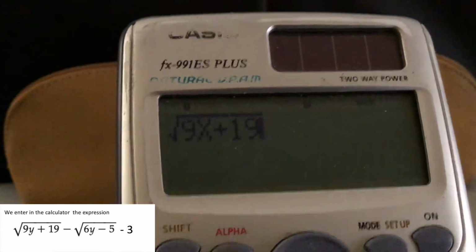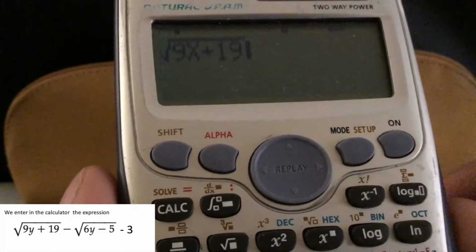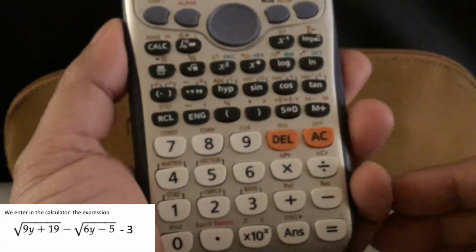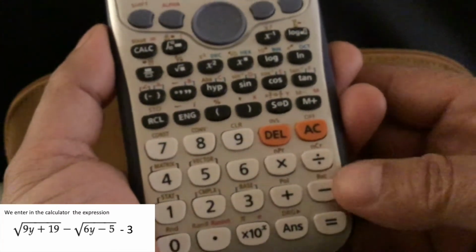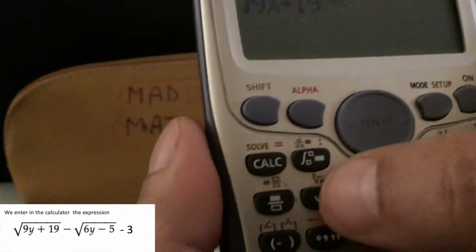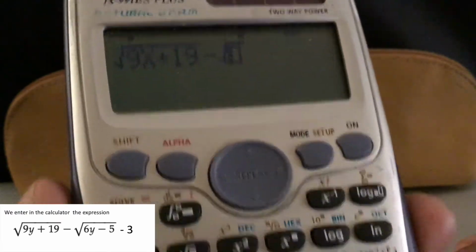That's it. You need to move your cursor, your pointer, outside the square root. Otherwise, whatever you write goes inside the square root. Now, minus. So, that's my minus. And then another square root. So, this is my other square root. And I type 6x minus 5.